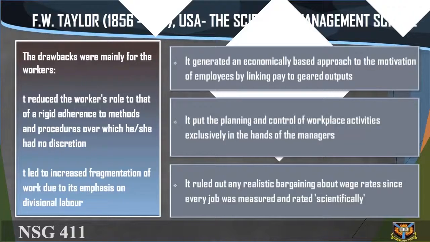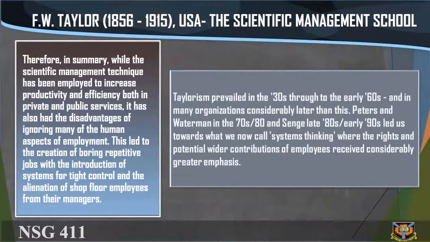It ruled out any realistic bargaining about wage rates, since every job was measured and rated scientifically. Therefore, in summary, while the scientific management technique has been employed to increase productivity and efficiency both in private and public services, it has also had the disadvantages of ignoring many of the human aspects of employment. This led to the creation of boring repetitive jobs with the introduction of systems for tight control and the alienation of shop floor employees from their managers.